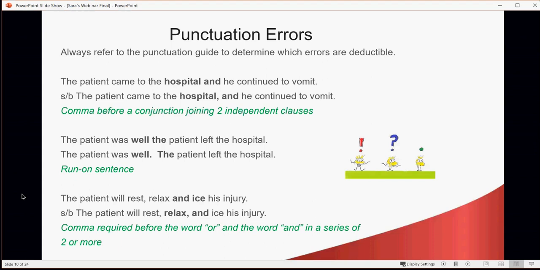"The patient will rest, relax, and ice his injury." Should be "the patient will rest," comma, "relax," comma, "and ice his injury." A comma is required before the word "or" and the word "and" in a series of 2 or more items.